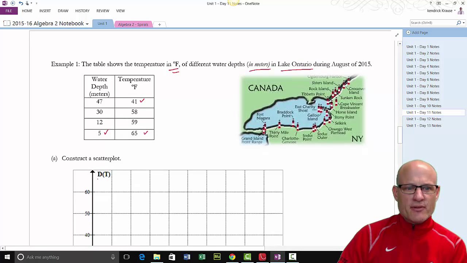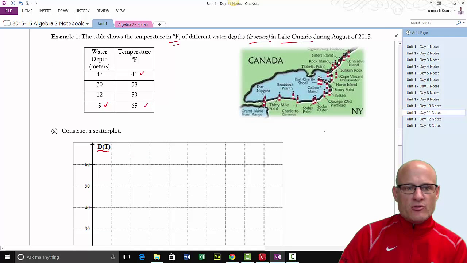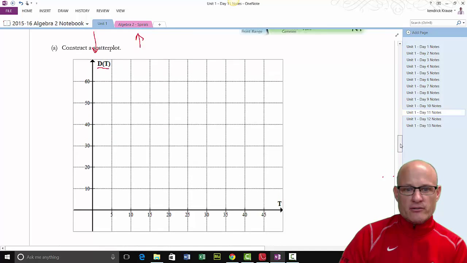D of T, depth at a particular temperature. Well, I want to apologize. I think I put this table in here backwards. So apparently we're going to put the D on the y-axis and the temperature on the x-axis, because it looks like I've got temperature down here.